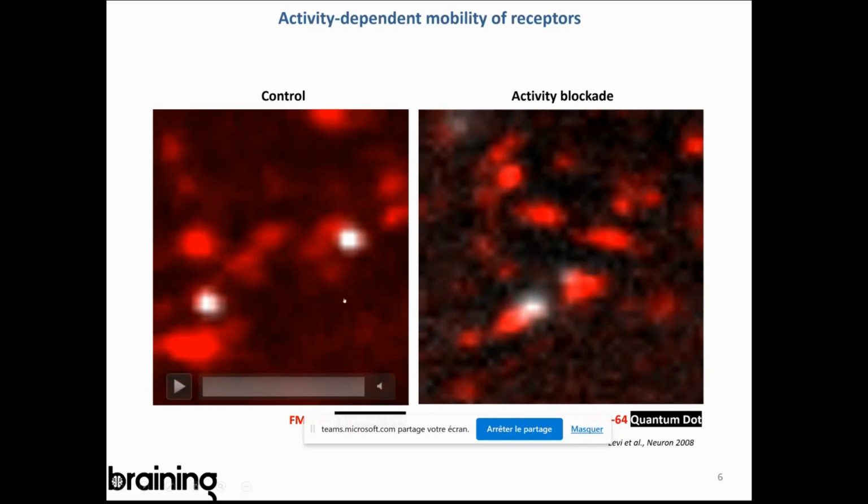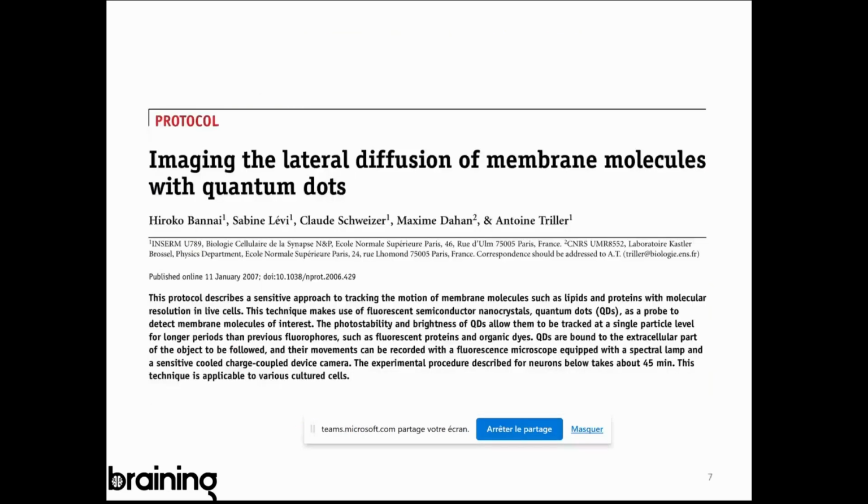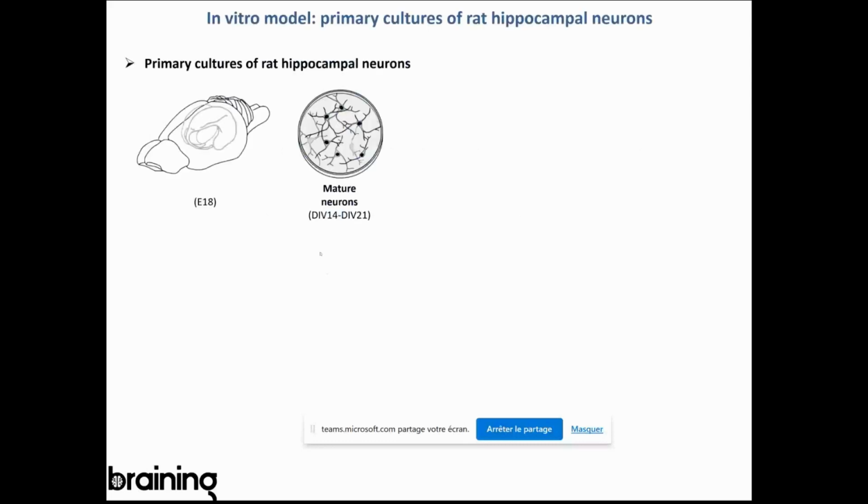Anyway, we are supposed to see the white dot moving and exchanging from one synapse to the other. Anyway, concerning the protocol we are using, we actually wrote a Nature Protocol a long time ago that you can have access to. And there have not been many changes over time on this protocol.